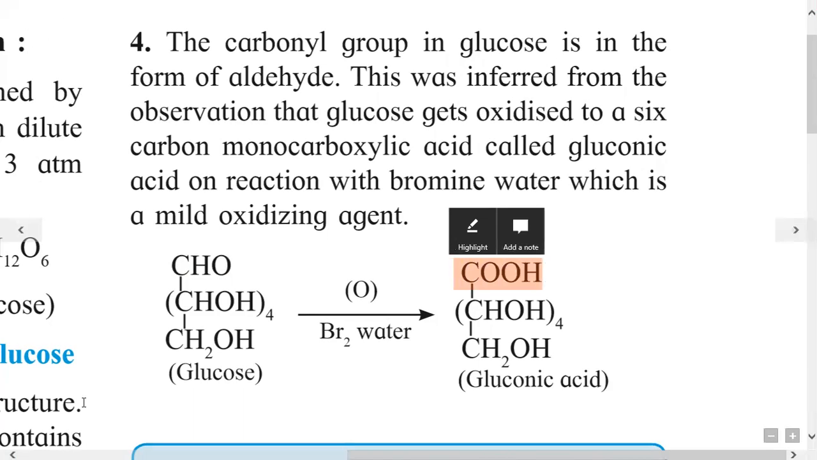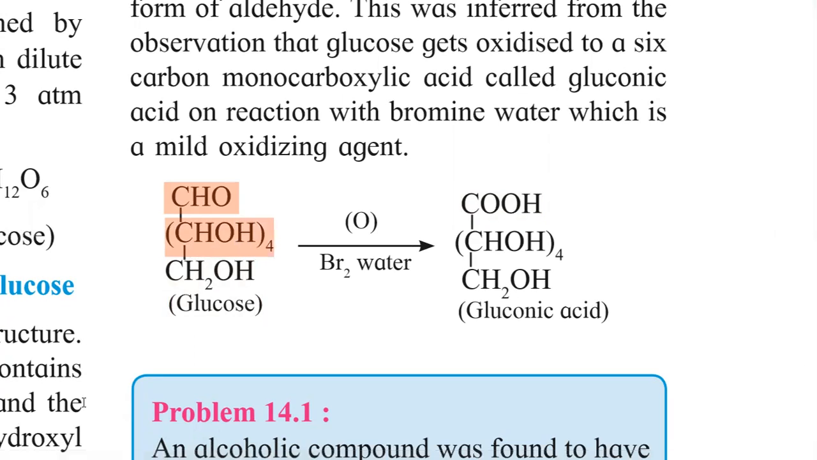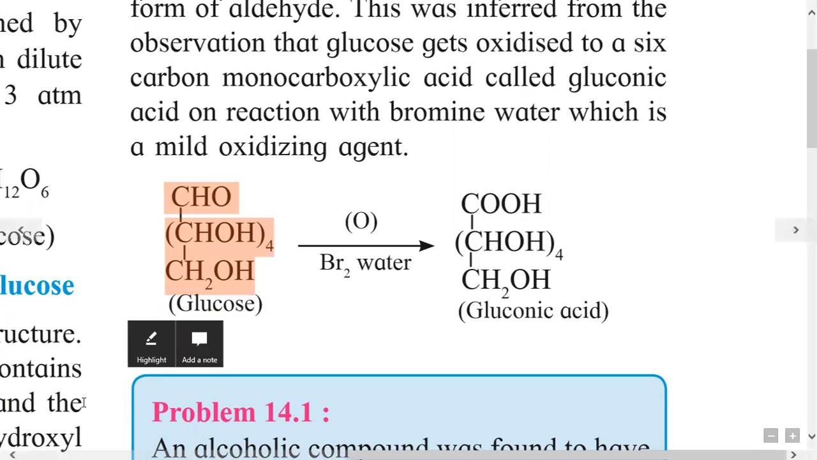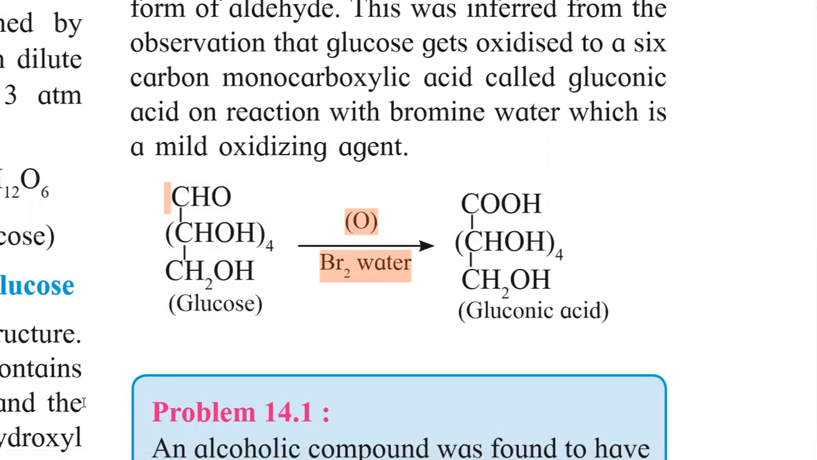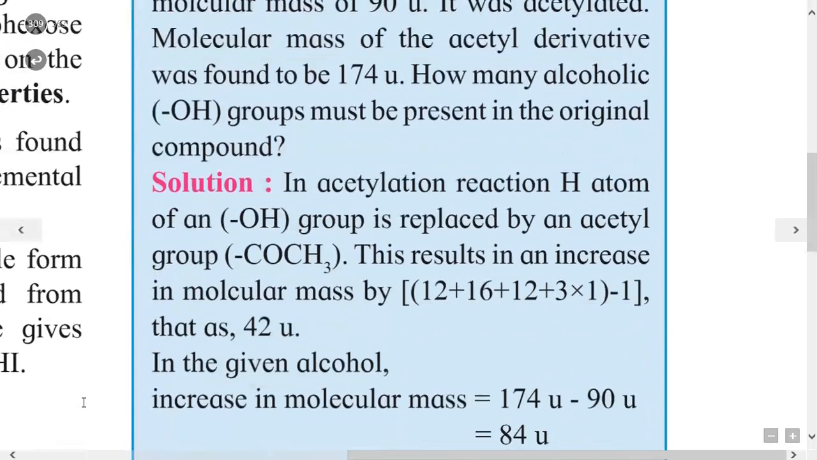Here bromine water is a mild oxidizing agent, and the reaction is: CHO, CHOH 4 times, CH2OH. This is the structural formula of glucose. When it is treated with bromine water, the bromine water gives nascent oxygen, which oxidizes the aldehyde functional group of glucose into COOH, a carboxylic acid functional group. This is mild oxidation of glucose. Glucose is converted into gluconic acid.